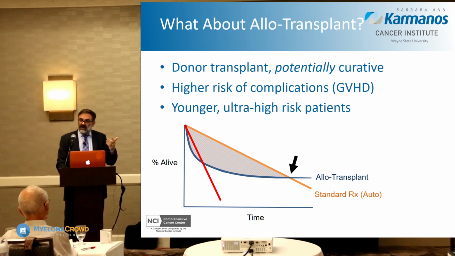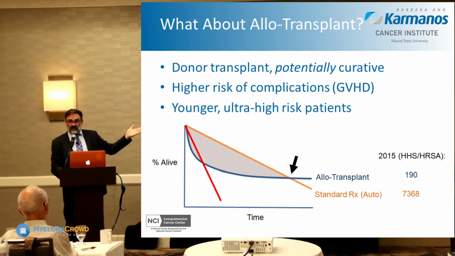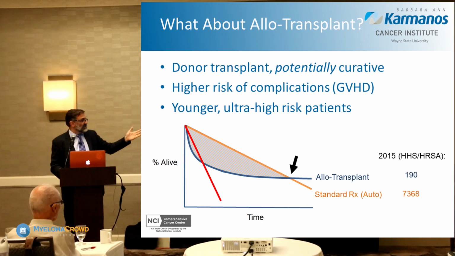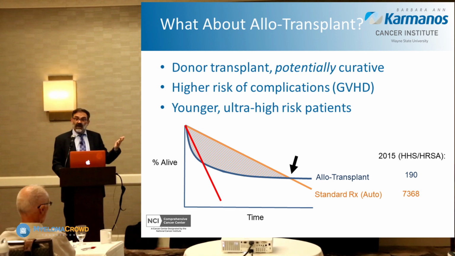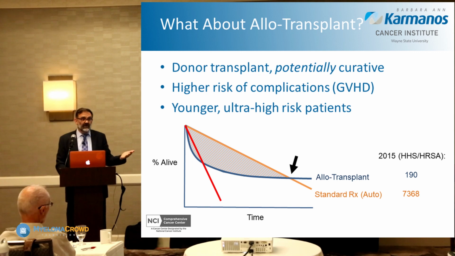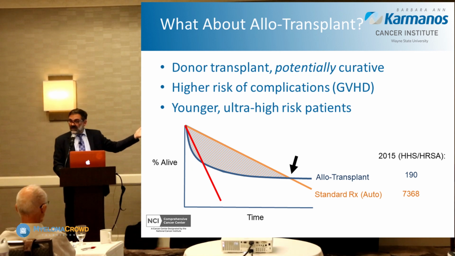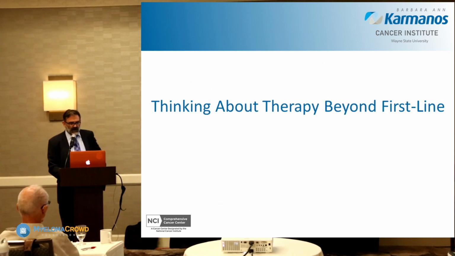And this is reflected in the numbers. I mean, in 2015, the Department of Health and Human Services released this data. We did 7,300 auto transplants for myeloma and 190 allo transplants in the whole United States. Right? So that's, you know, a third of the myeloma patients diagnosed that year got auto transplants, and hardly anybody got an allo. Right? So this is pretty universally, I think, agreed upon.